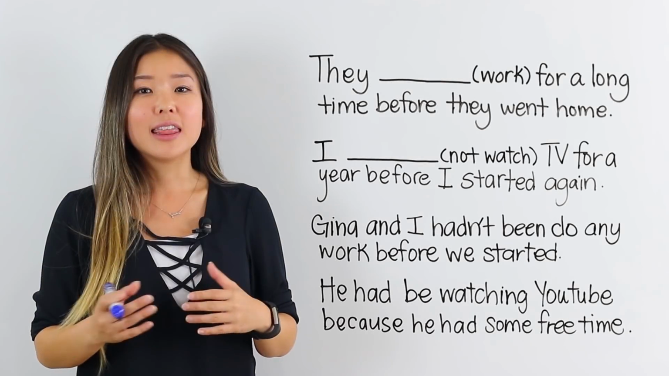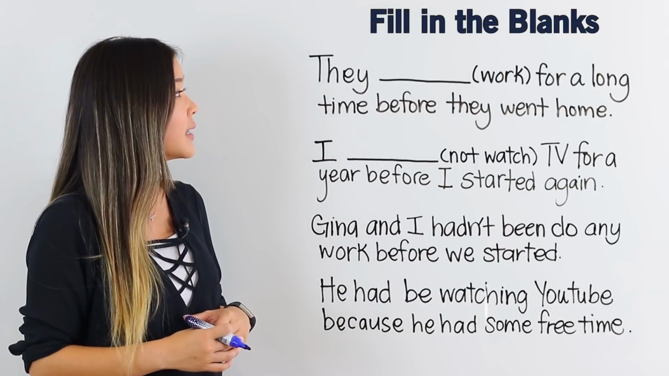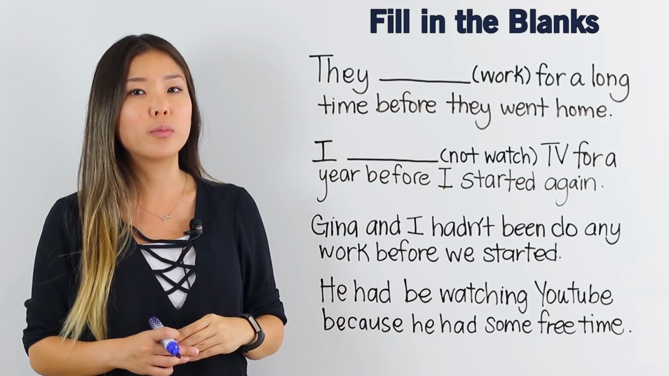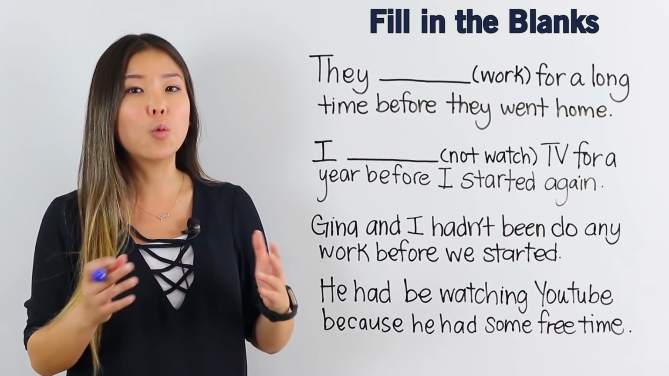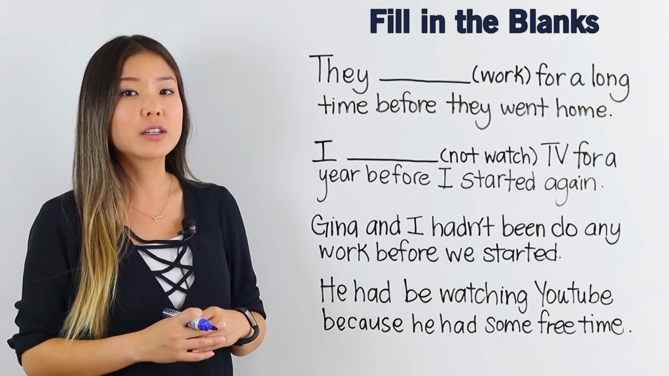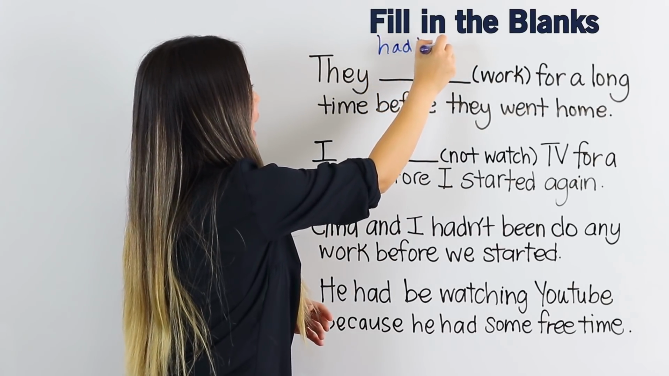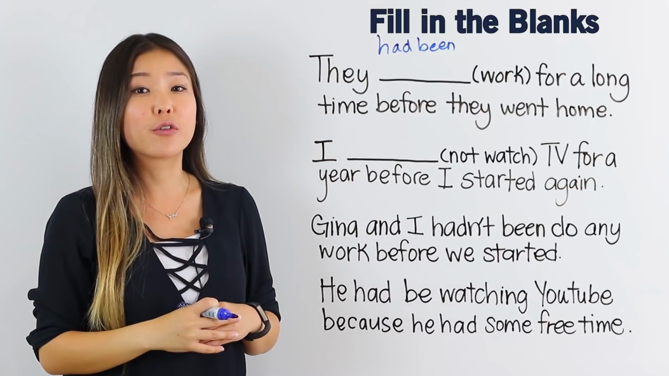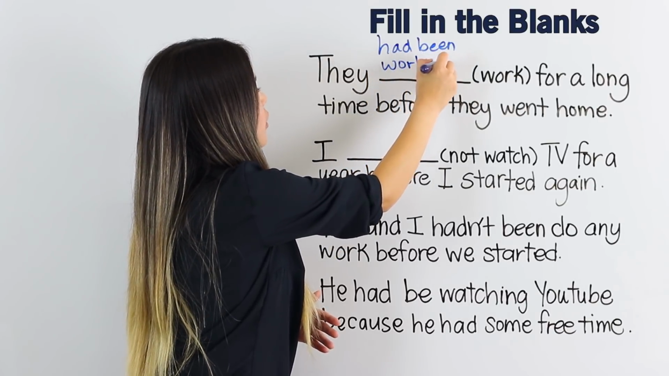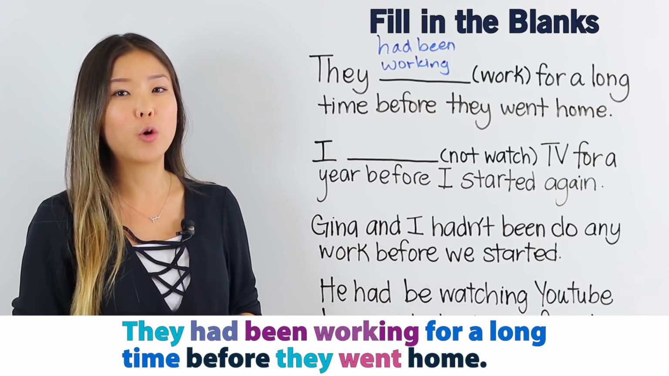Let's move on. Let's start a checkup for the past perfect continuous tense. Take a look at the first sentence. It says, they blank for a long time before they went home. Try to fill in the blank with the verb work in this tense. Remember, no matter what the subject, we follow the subject with had been. So we say, they had been. What happens to the verb? Remember, we add ing. So the sentence is, they had been working for a long time before they went home.